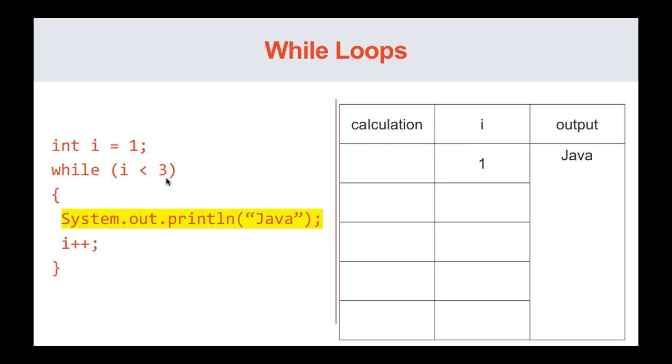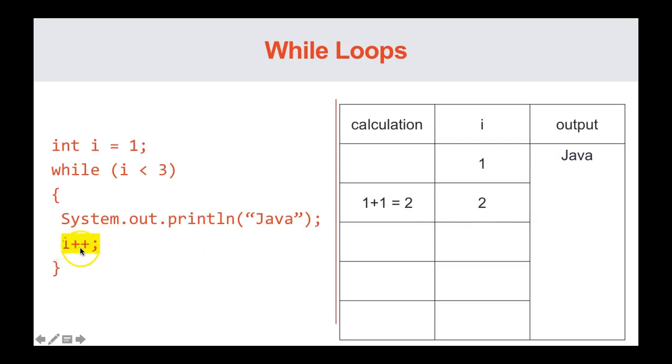It meets that condition. So now we're going to drop down to our next line of code, which says we need to print, and it's a println, so print line. So that means we're going to move our cursor down to the next line, and we're going to print a string. We're going to print just the word Java, and you can see that that prints out here. So we pop down to our next line of code, and here we go.